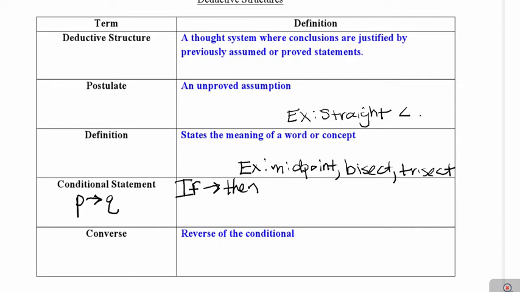Now the converse is just the reverse of the conditional statement. So you would go back to your original conditional statement and you would simply reverse the if part and the then part. So symbolically, we would refer to the converse as if Q, then P. So keep that in mind as we go through some examples later on.